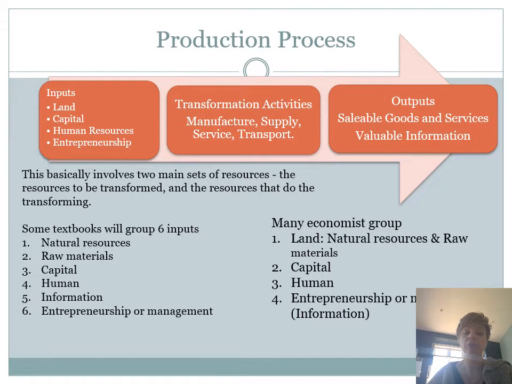So I just want to make sure that I covered this with you as well, because I know that if you were to go look some of this up online, you will see that there are six inputs. And I just want to make sure that you didn't get too confused by that. And then the economist groups, I put them together. They have then land. You can see that in the bottom right-hand side of the slide. Land is natural resources and raw materials, capital, human, and entrepreneurship or management, which covers the information part as well.